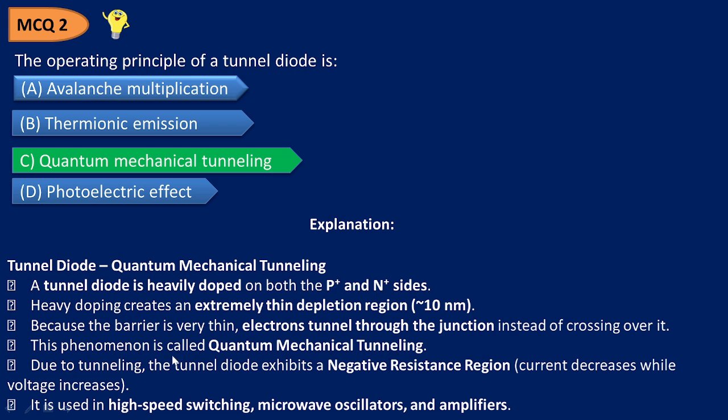Due to this tunneling, the tunnel diode exhibits a negative resistance region, and in the negative resistance region, current decreases while voltage increases. Because of this operating principle, the tunnel diode is used in high speed switching, microwave oscillators and amplifiers. So the correct option is quantum mechanical tunneling, option C.